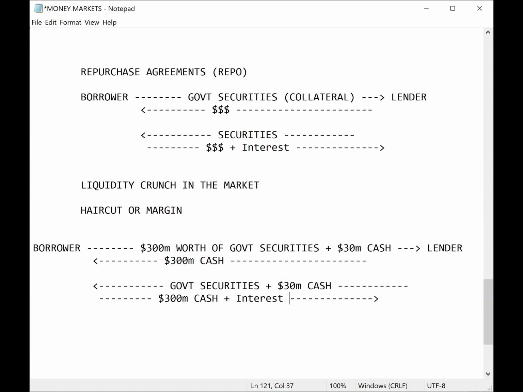Sir, is it necessary for the securities to be government securities or it can be any other securities? It can be other securities. It is between the two parties. Okay, so whatever they agree for, but usually it is government securities. Okay, sir.